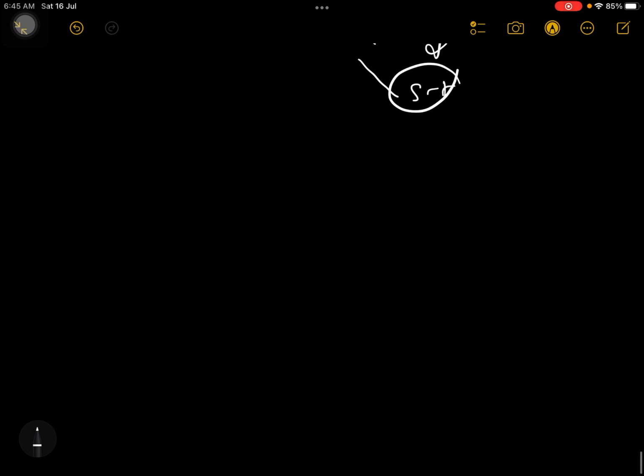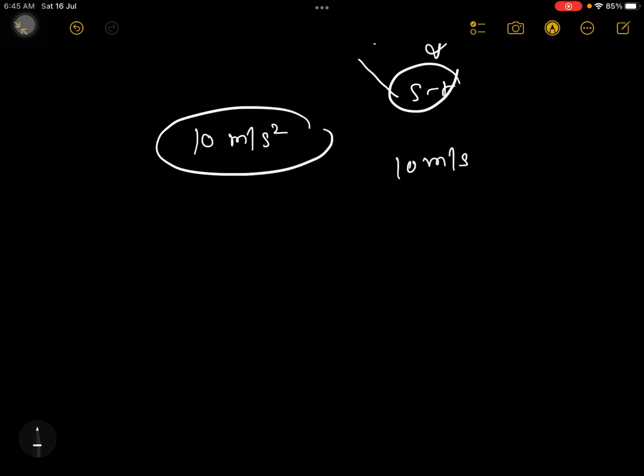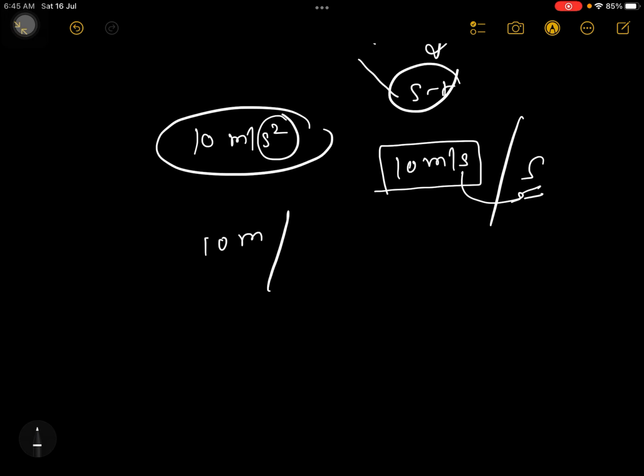Let's start. So see here, if your acceleration is written like 10 meter per second square, what does it mean? Meaning is 10 meter per second per second. What does it mean? The velocity is changing by 10 meter per second every second, right? But if this second you give here, it becomes s square. It means 10 meter per second square.